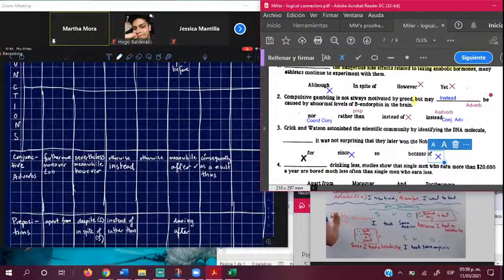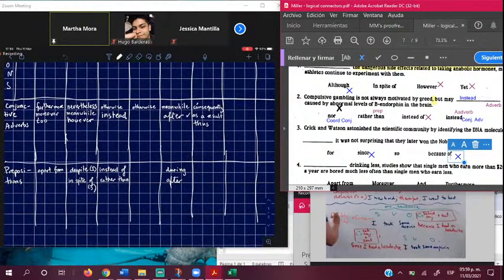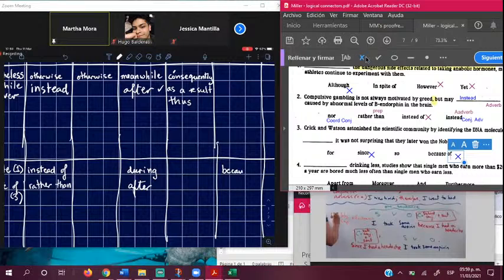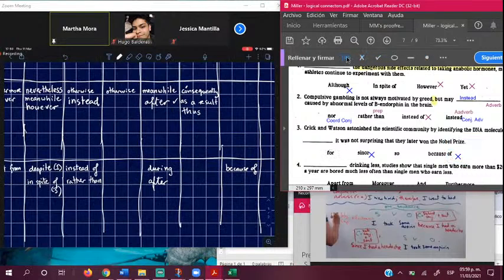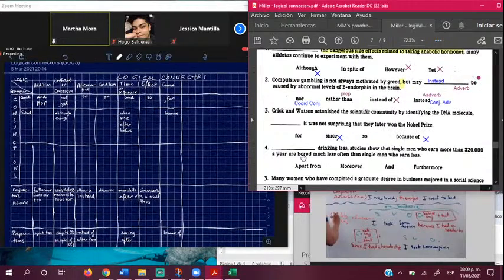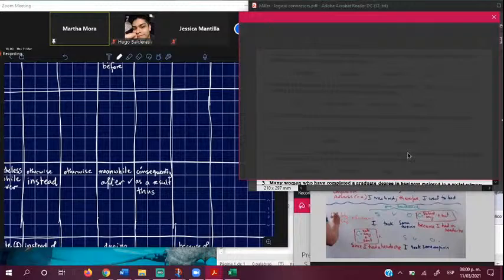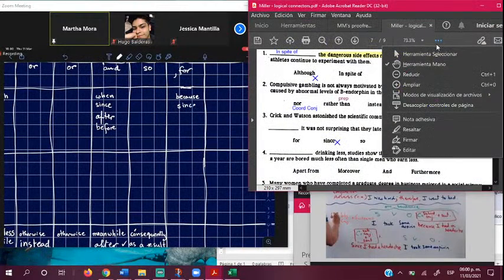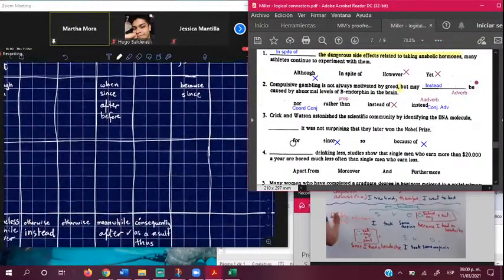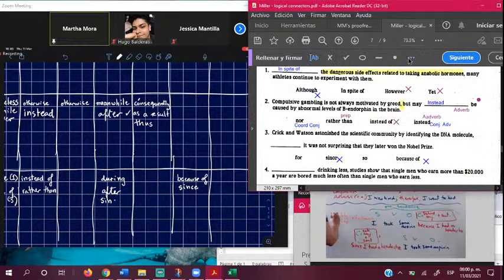We don't have because of here. We have because, but we don't have because of in the preposition, so we need to put it here. Because of is in the same column as because, but it's a preposition. Well, since should also be here as a subordinating conjunction of cause, and we can also have since as a preposition of cause, and since as a preposition of time. All that is possible.